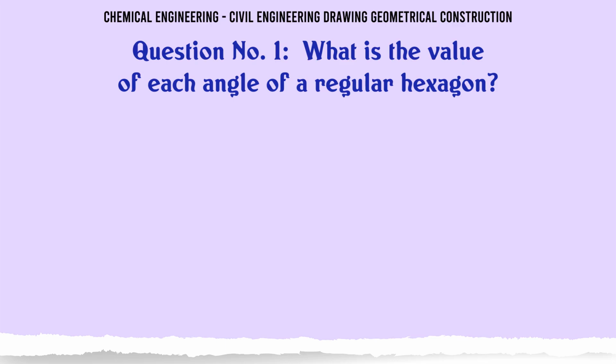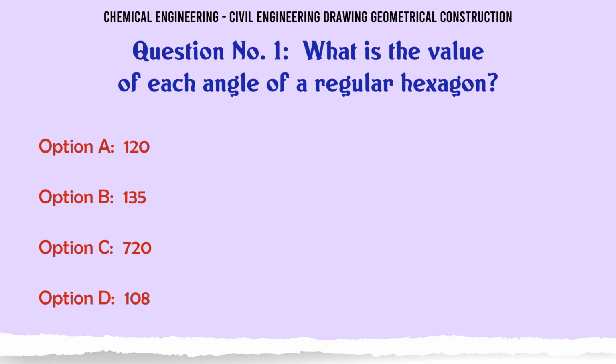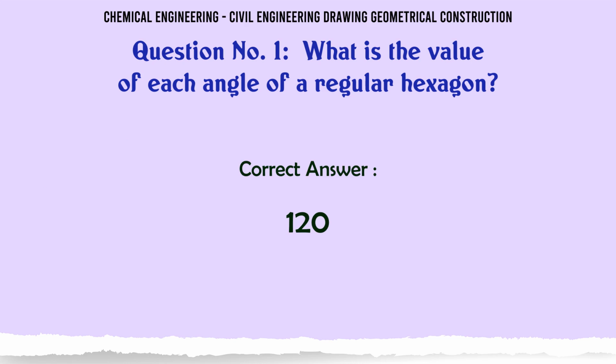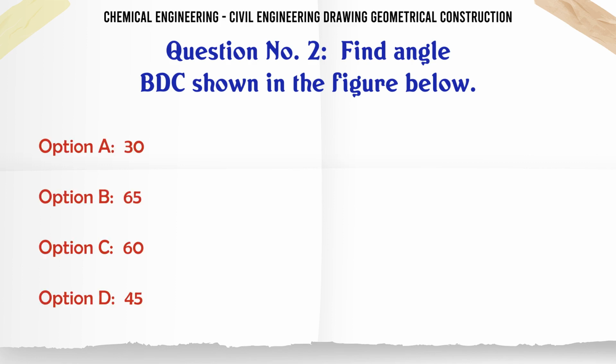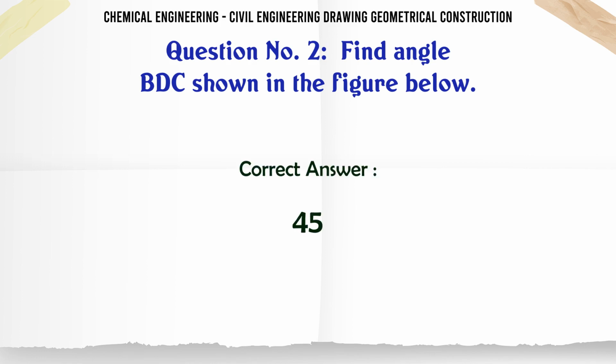What is the value of each angle of a regular hexagon? A. 120, B. 135, C. 720, D. 108. The correct answer is 120. Find angle BDC shown in the figure below. A. 30, B. 65, C. 60, D. 45. The correct answer is 45.